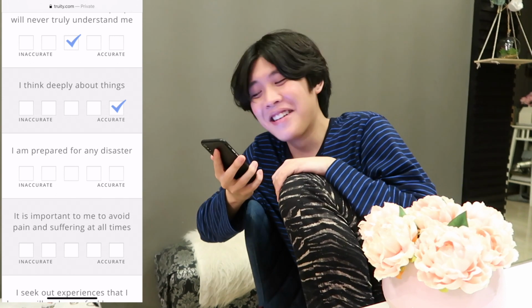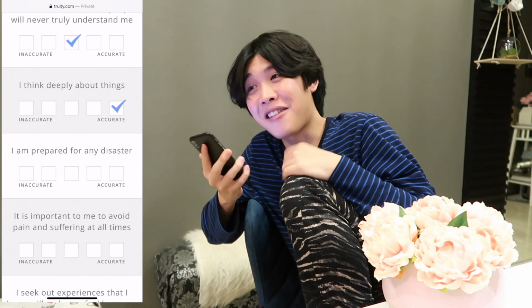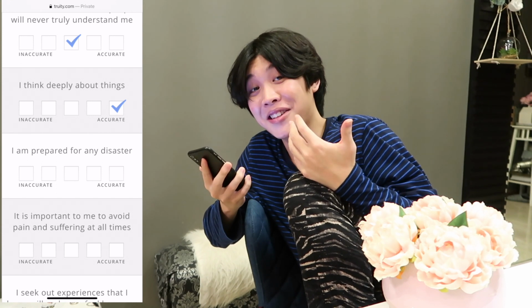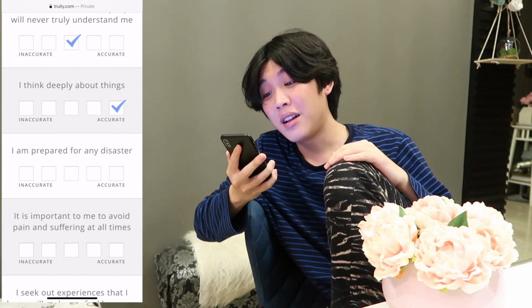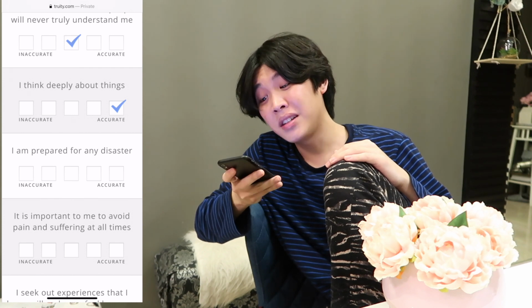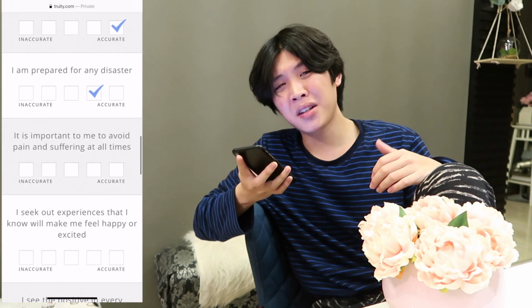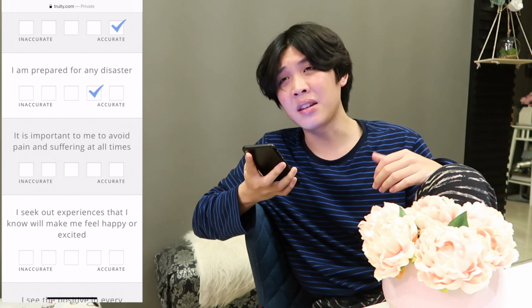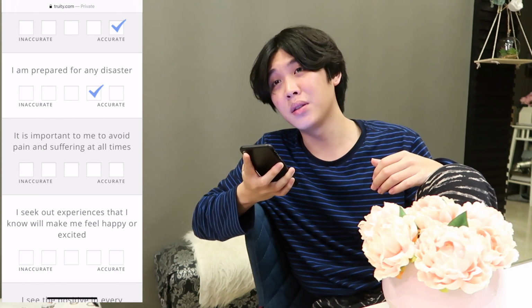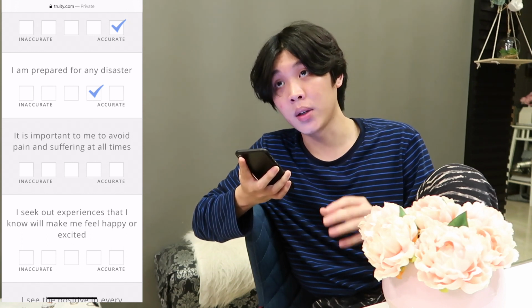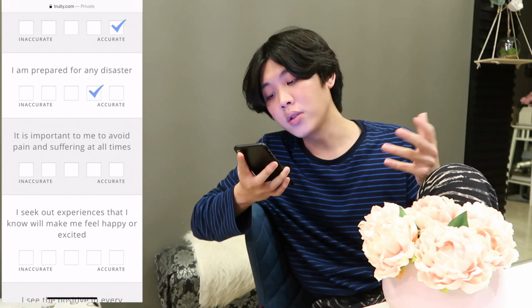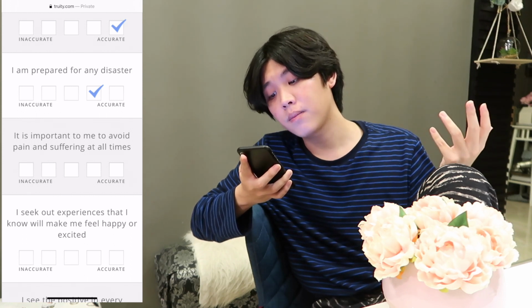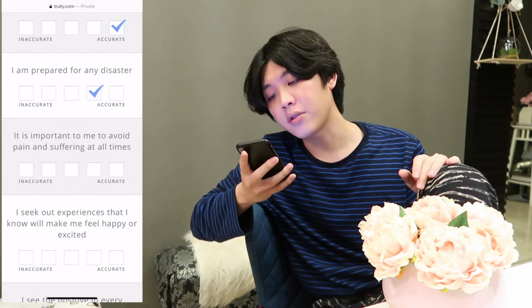Speaking of disaster, right now all of us are actually facing a disaster. So prepare, probably. But if we are talking about natural disaster, then I think it is pretty unpreventable, or only preventable to a certain extent. So I won't go with strongly accurate. I'm just gonna go for slightly accurate.